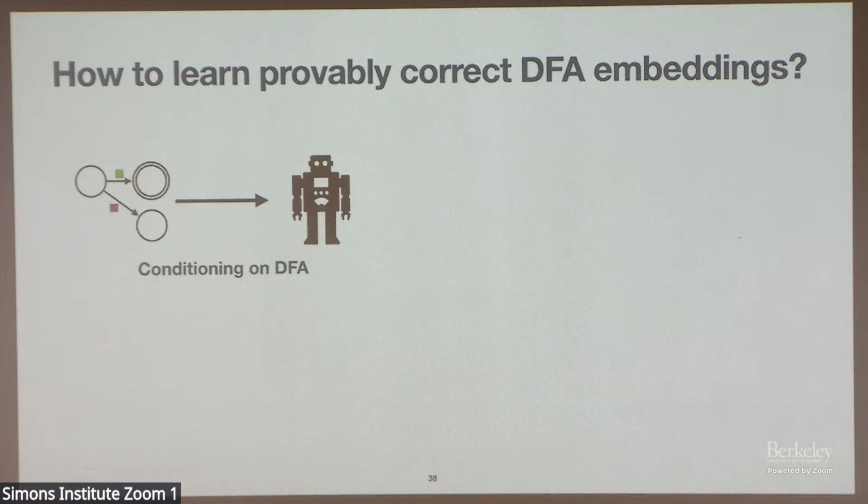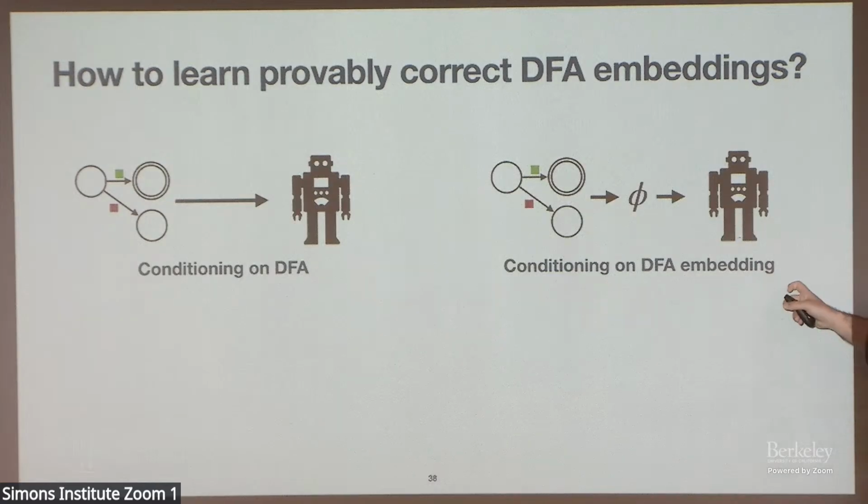One way to think about this problem is, so far, all the formulation was for conditioning on a DFA. That was the theoretical idealized version of the problem, and we show that it's PAC learnable. And now we want to condition on the DFA embedding. So we want to pass these through this phi, and then we want our agent to condition on this. And the question we'll ask is, are these equivalent?